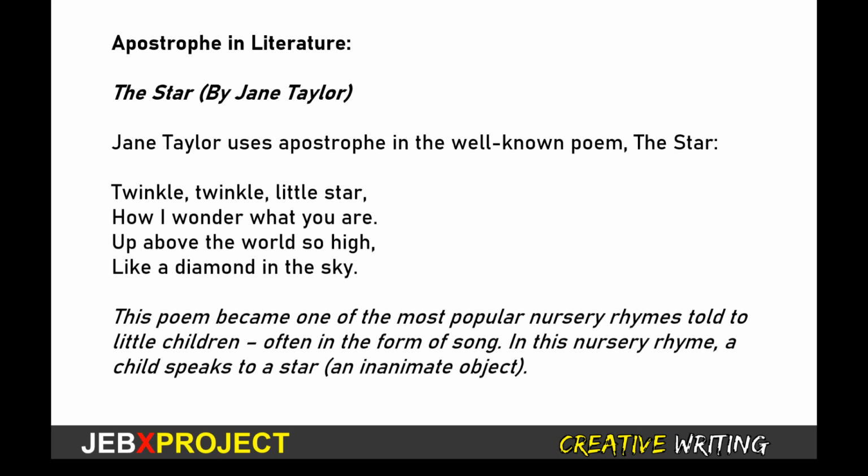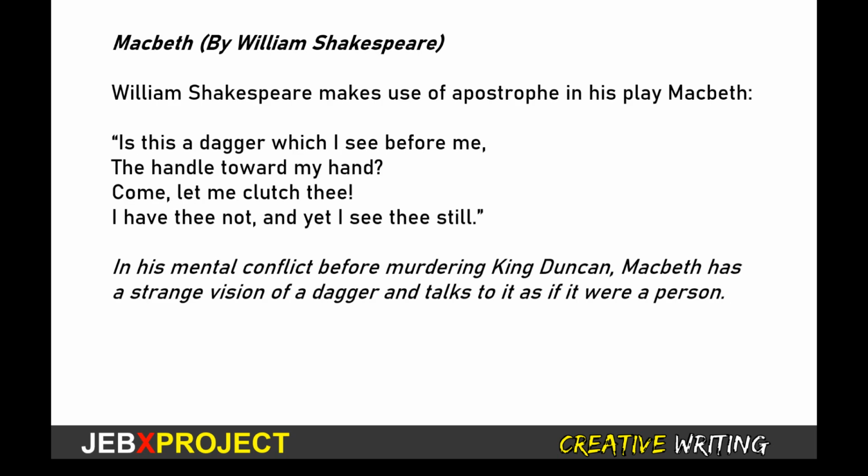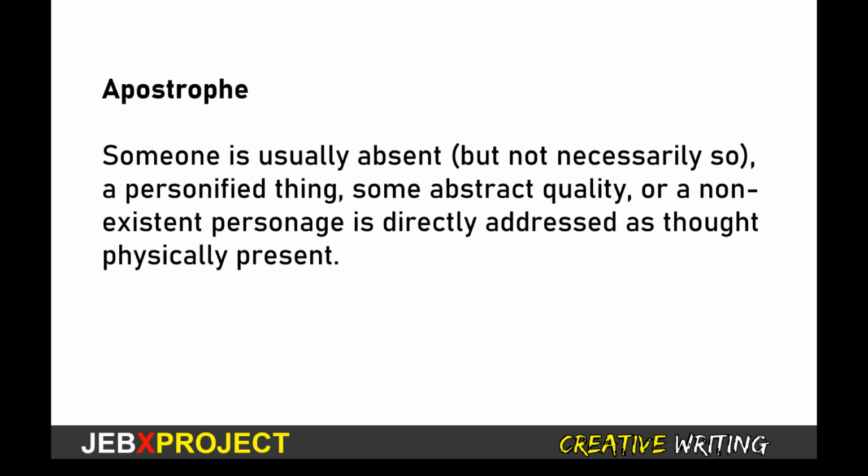Now we have here another stanza from Shakespeare, Macbeth. Is this dagger which I see before me the handle toward my hand? Come, let me clutch thee. I have thee not, and yet I see thee still. So in this stanza or certain lines, the character is talking to the dagger. So gina-istorya niya where in fact the dagger is not a person or the dagger is not alive. So that's your apostrophe.